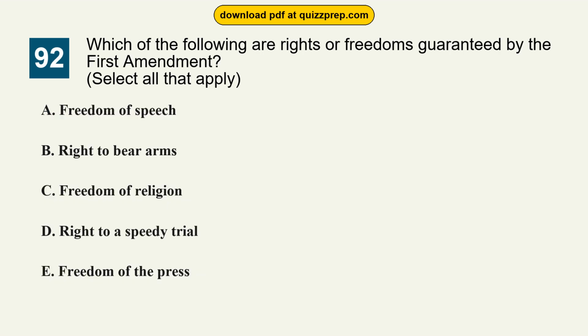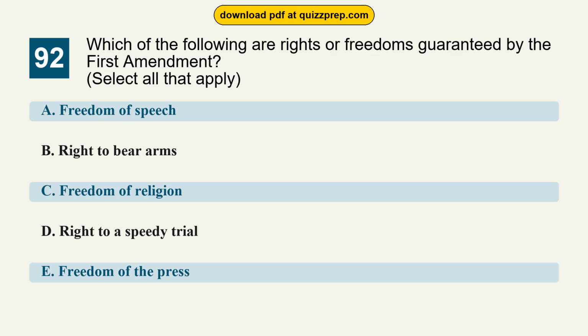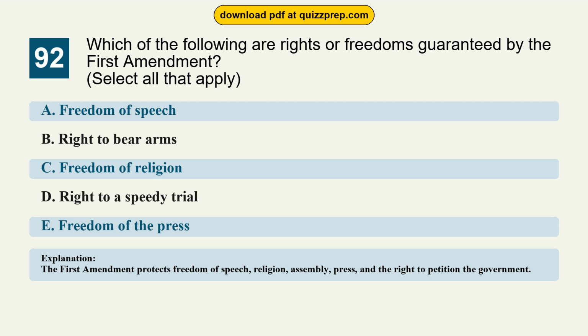Question 92. Which of the following are rights or freedoms guaranteed by the First Amendment? Option A. Freedom of speech. Option B. Right to bear arms. Option C. Freedom of religion. Option D. Right to a speedy trial. Option E. Freedom of the press. The correct answers are options A and C and E. Freedom of speech, freedom of religion, freedom of the press. The First Amendment protects freedom of speech, religion, assembly, press, and the right to petition the government.